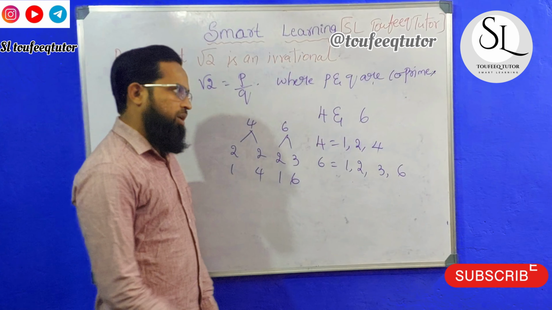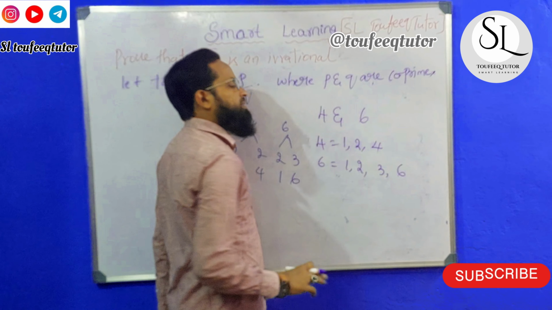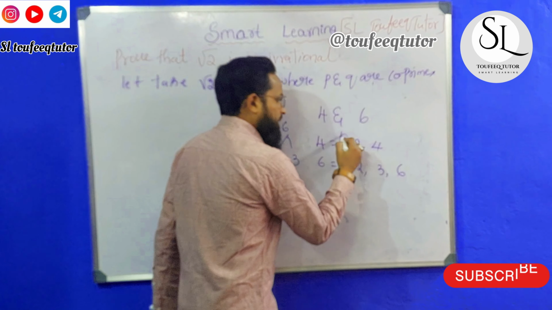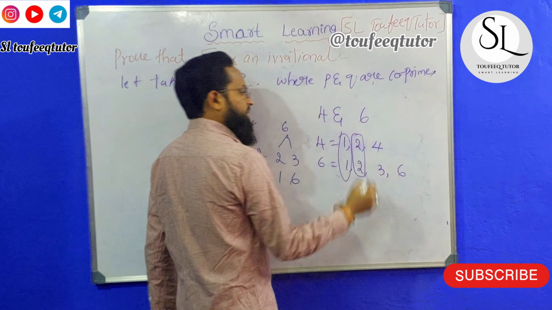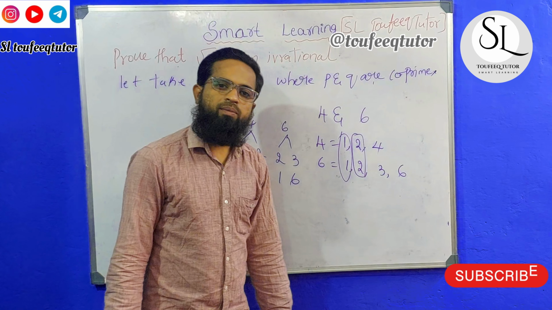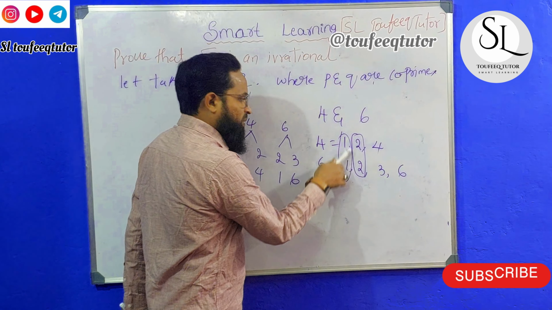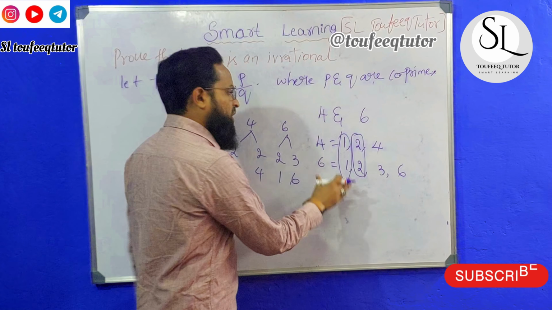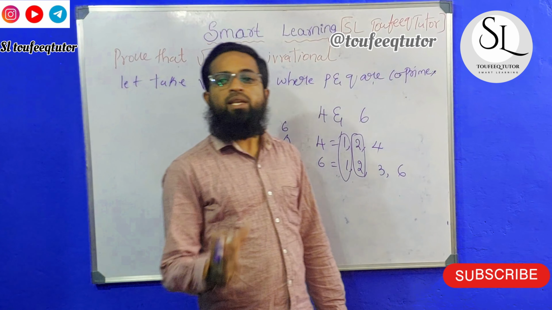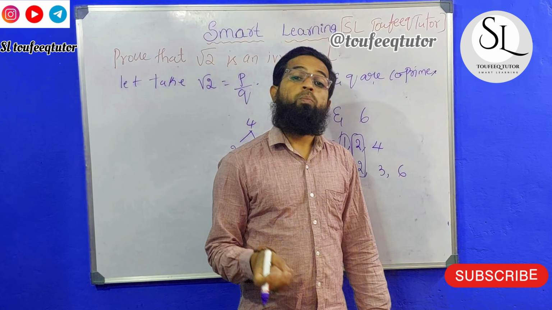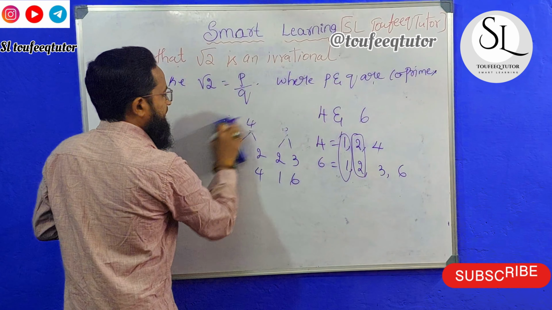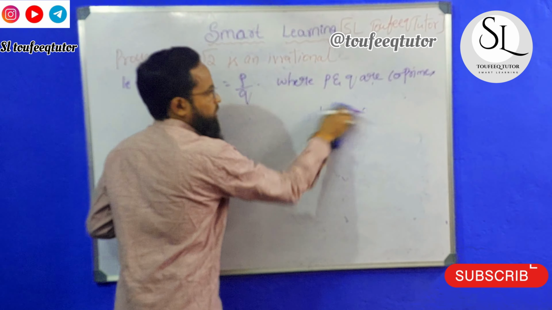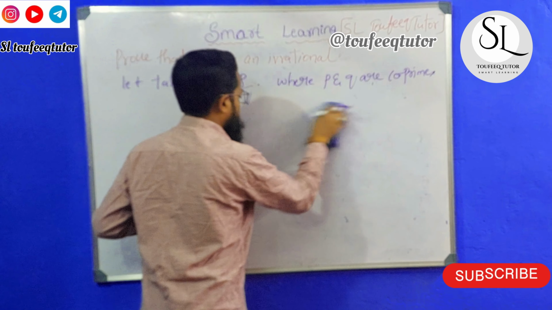Is it a co-prime pair? No. The 4 and 6 we have taken are not co-prime. 1 is common, but other than 1, 2 is also there. Except 1, if any other number is common, then we cannot say the given pair of numbers are co-prime. Then let me take another example. Hope you are understanding what I am saying here. Co-prime, it is important to understand this.